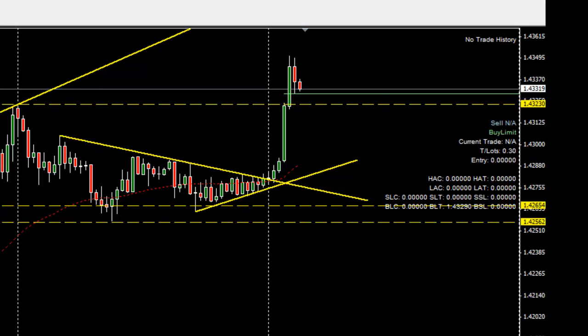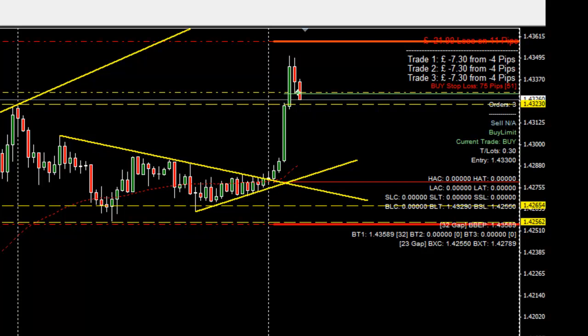Almost got into the trade on our limit order on the previous candle, and it looks like we're going to be triggered any moment. Yes, we are now in. So we have now got our 3 trades running, our 3 buy trades running, and we'll see what happens from here.